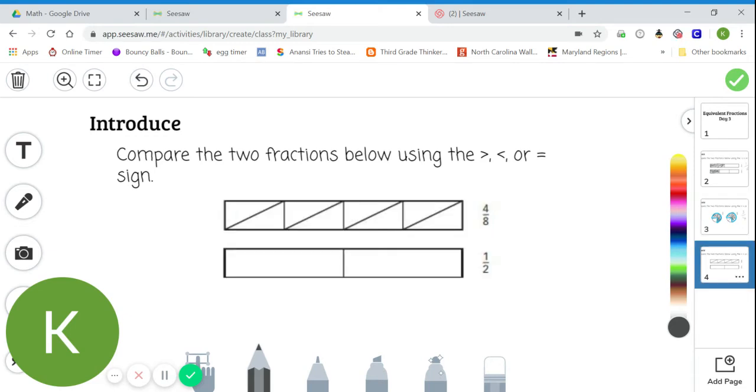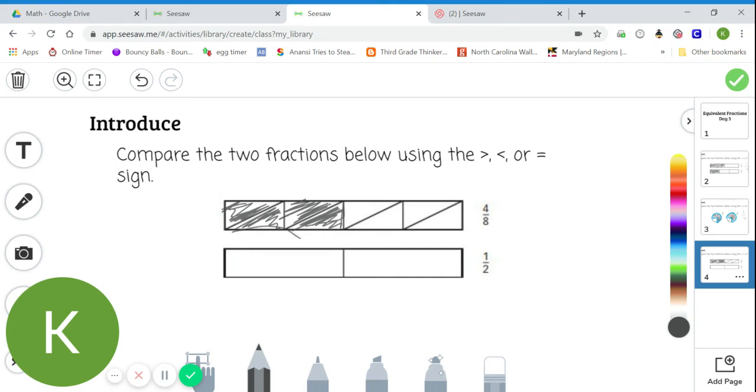Once again, I have two equal sized fraction bars, meaning the bar is the same size. Let's compare the fractions. I'm going to start by shading 4/8. 1/8, 2/8, 3/8, 4/8.